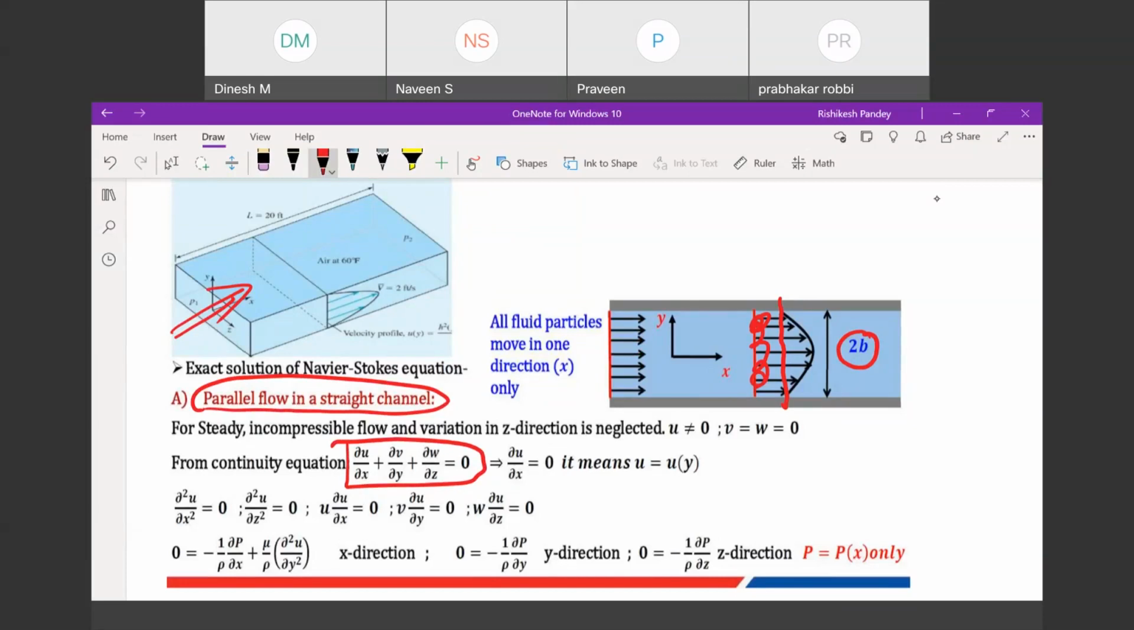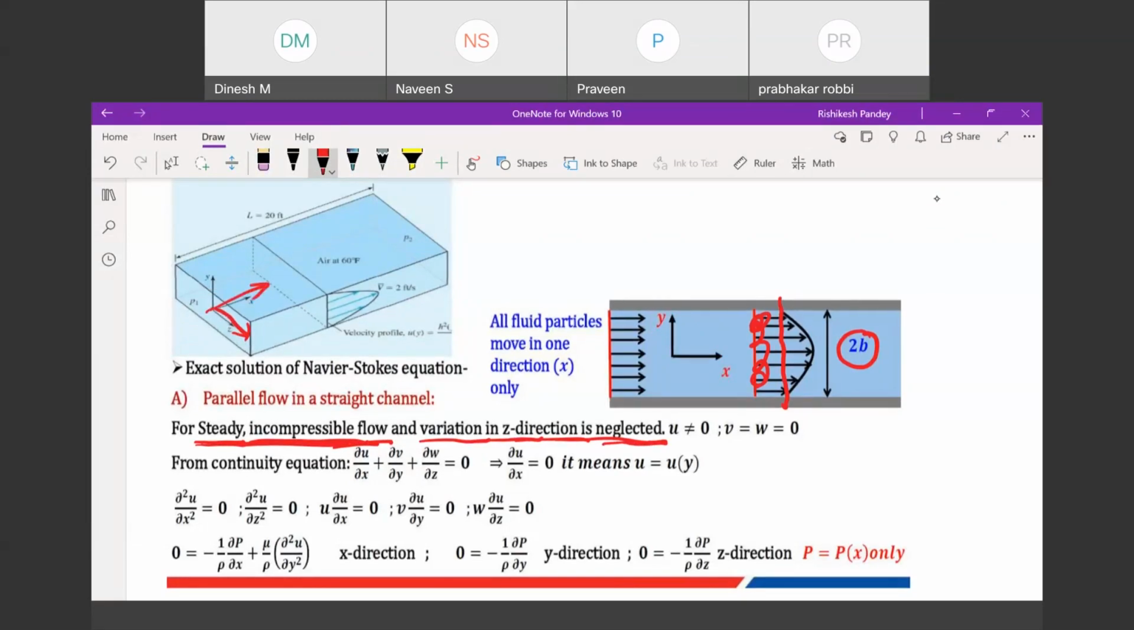Now we are assuming, first thing, steady flow, incompressible, and variation in z direction is neglected. So z direction is what? Into the slide. Okay, y is this one, x is this one, so z is into the slide. In that direction the variation is neglected. Obviously here you can see this is my z direction, this is my x direction, and this is my y direction.